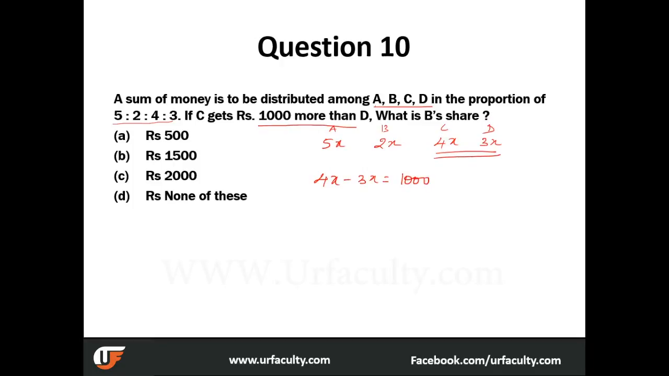How do I arrive at it? It says C gets 1000 more than D. So if D is having 1000 rupees, C is having 2000 rupees. So the same thing I have represented, I just use the same expression out here. And it says 4x minus 3x is equal to 1000. So what is x? x is equal to 1000. And now the question is, what is B's share? B's share is 2x. We know x is 1000. So B's share is 2000. Isn't it very simple?